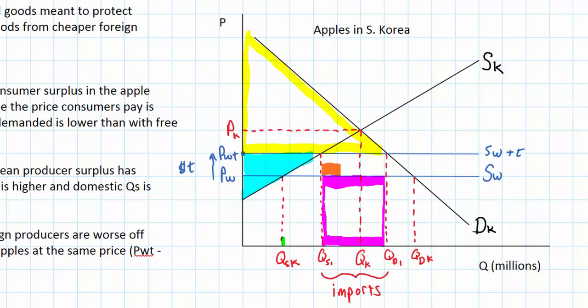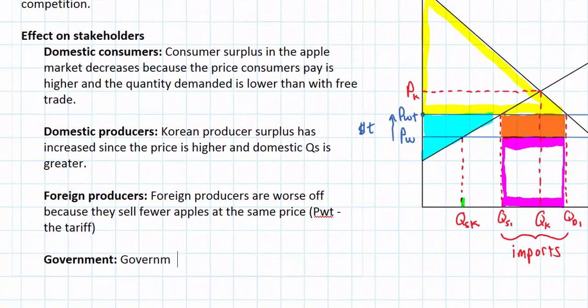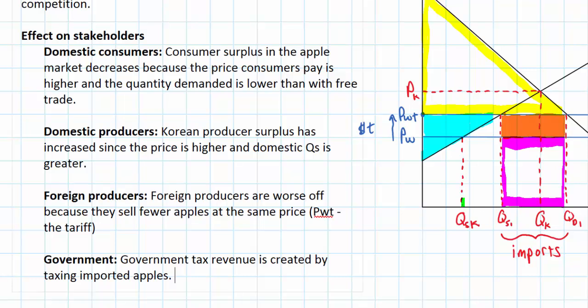That rectangle is this orange area on the graph, the distance from QS1 to QD1 and between PW and PWT. The orange rectangle represents government tax revenue, which is generated by taxing imported apples. So the government is left better off than it would have been without the tax. This is not considered an inefficiency of the tax because those tax revenues can be used to provide public and merit goods to the people of South Korea. Therefore, they actually could provide some benefit to the economy.